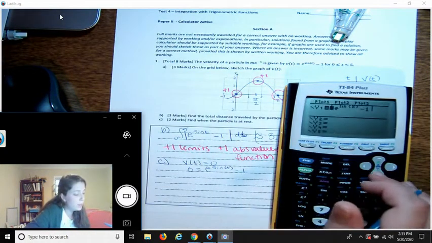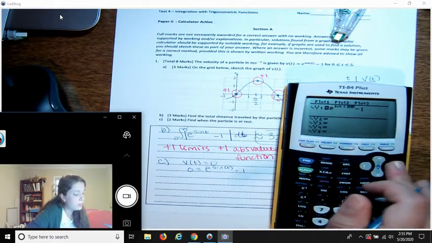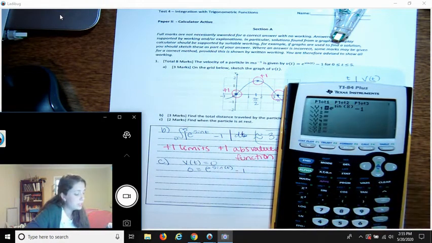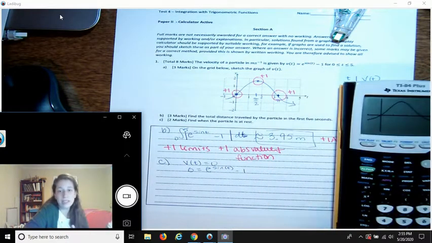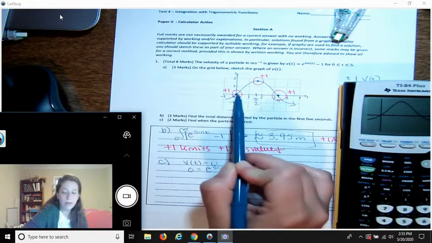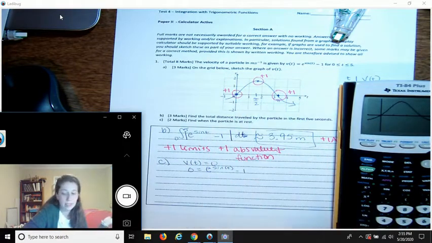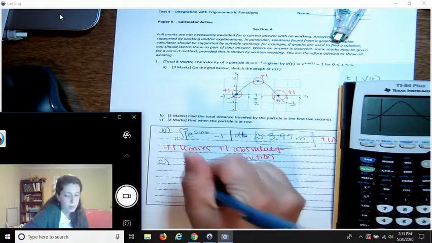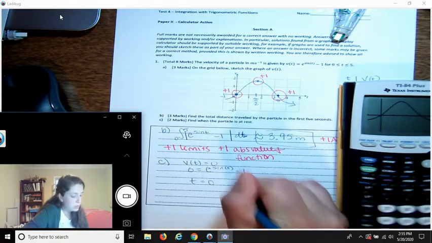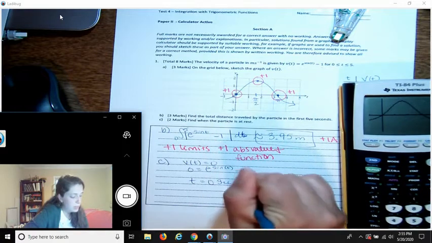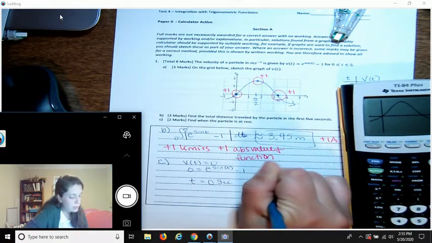So let me get rid of these absolute values. And then you don't even have to do that. Just calculate that, and it's going to draw the graph that we drew in number 1. And honestly, if you did number 1 correctly, you would see that those two values happen to be at 0 and pi. You could calculate them on your calculator, though, again. So t equals 0 seconds and t equals pi seconds.